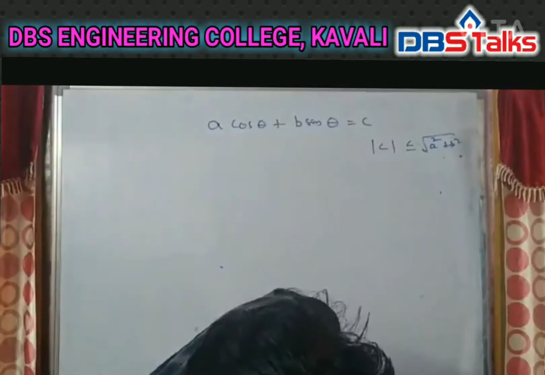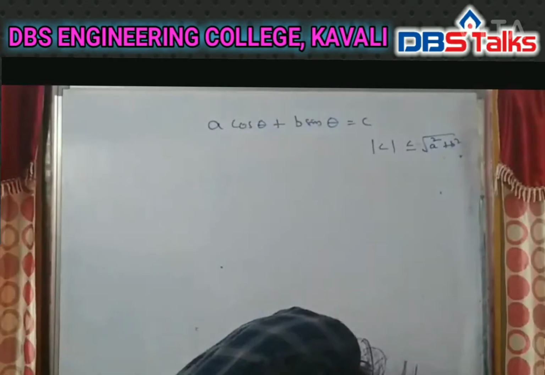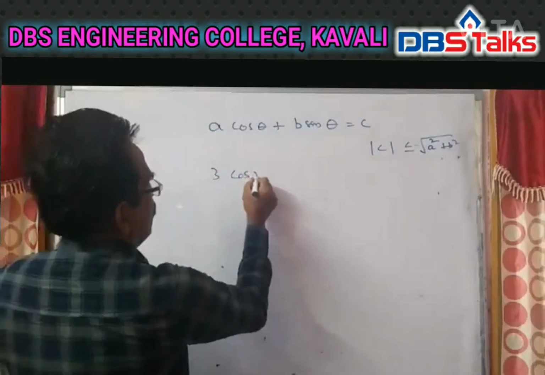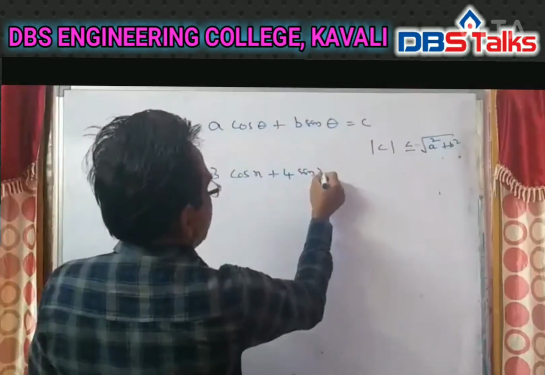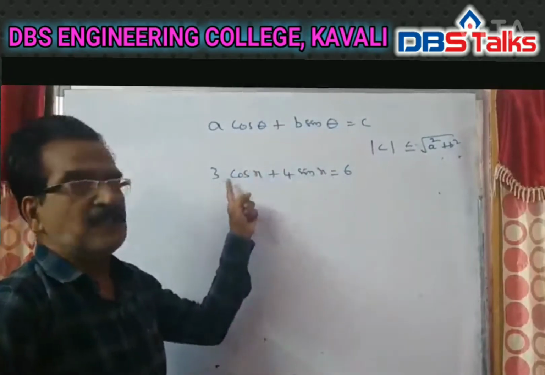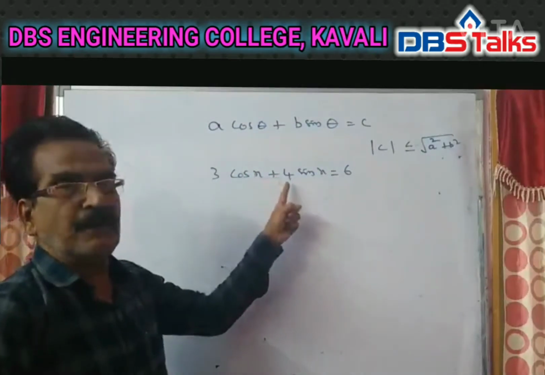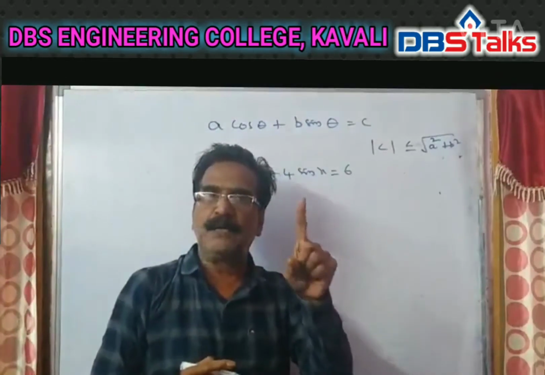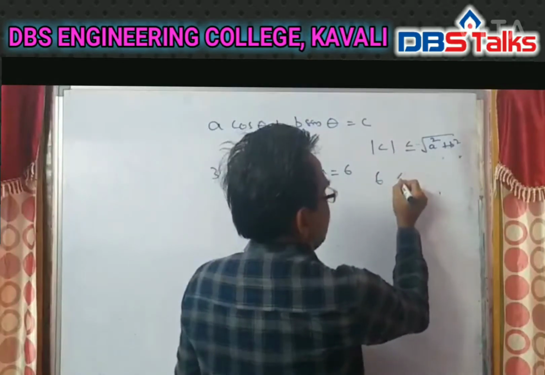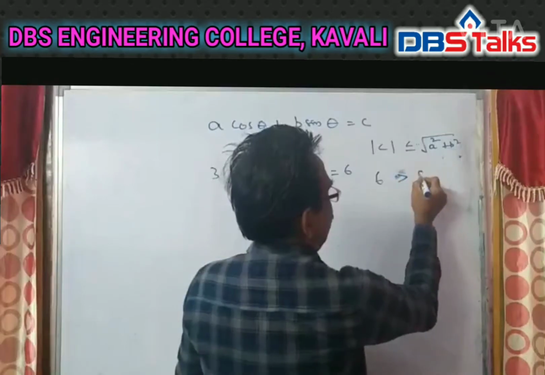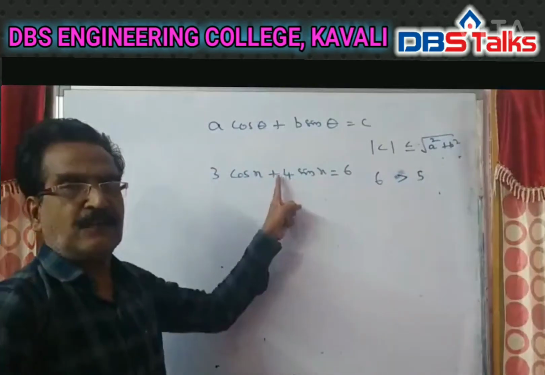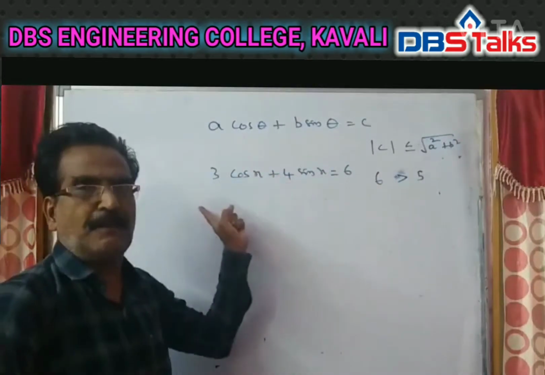Suppose let us see this equation: 3 cos x plus 4 sin x is equal to 6. Here, root of a square plus b square is equal to root of 9 plus 16, root of 25, which is 5. What is mod c? Mod c is 6. 6 is greater than 5. So mod c is greater than root of a square plus b square.